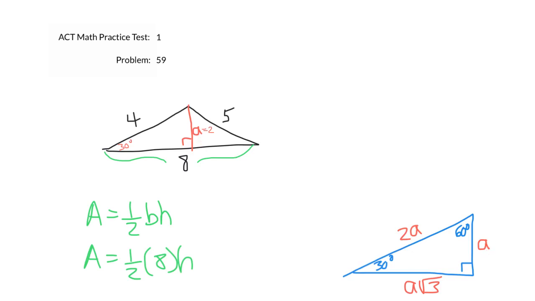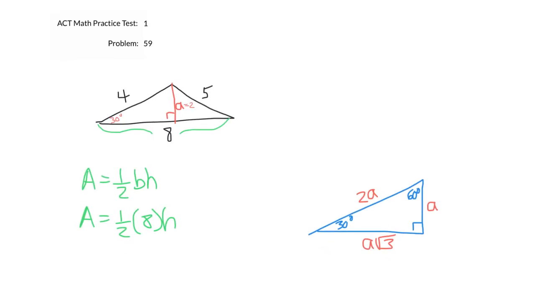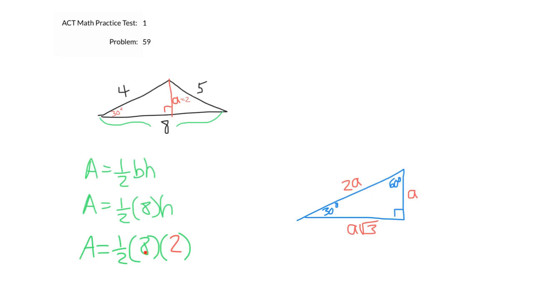Okay. Now, let's go to the next line and realize that the area is 1/2 times the base, which is 8, times the height, which is 2. And guess what? We're totally about to solve this one. This is going to be 1/2 times 8, which is 4, times 2, which is 8. So the area equals 8. And that is answer choice C.